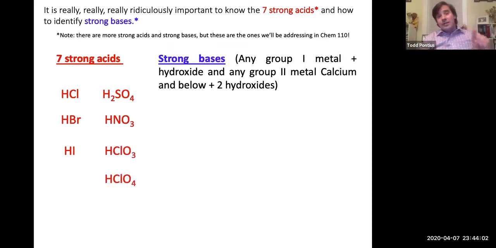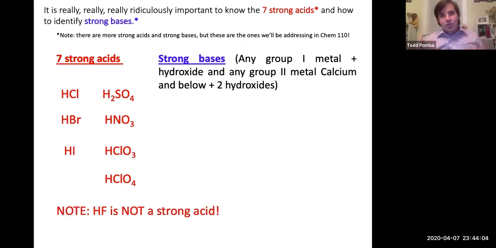You'll notice HF is not a strong acid. Turns out that hydrogen-fluorine bond is too short. It's really strong. It doesn't get dissociated that readily in an aqueous solution. About 1 out of every 1,000 HFs will. We'll look at HF in just a moment. But those are the 7 strong acids that you want to be familiar with.